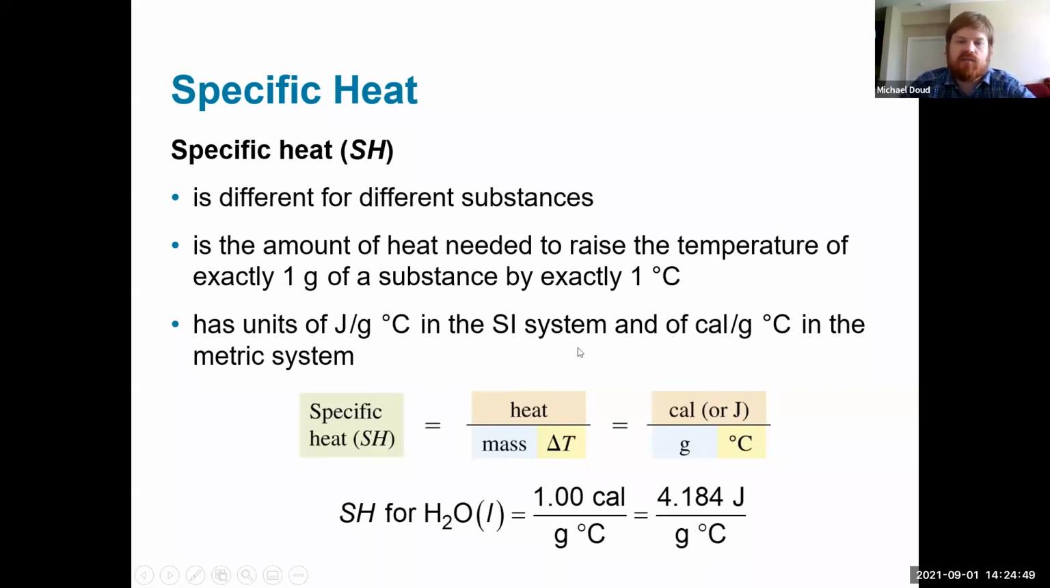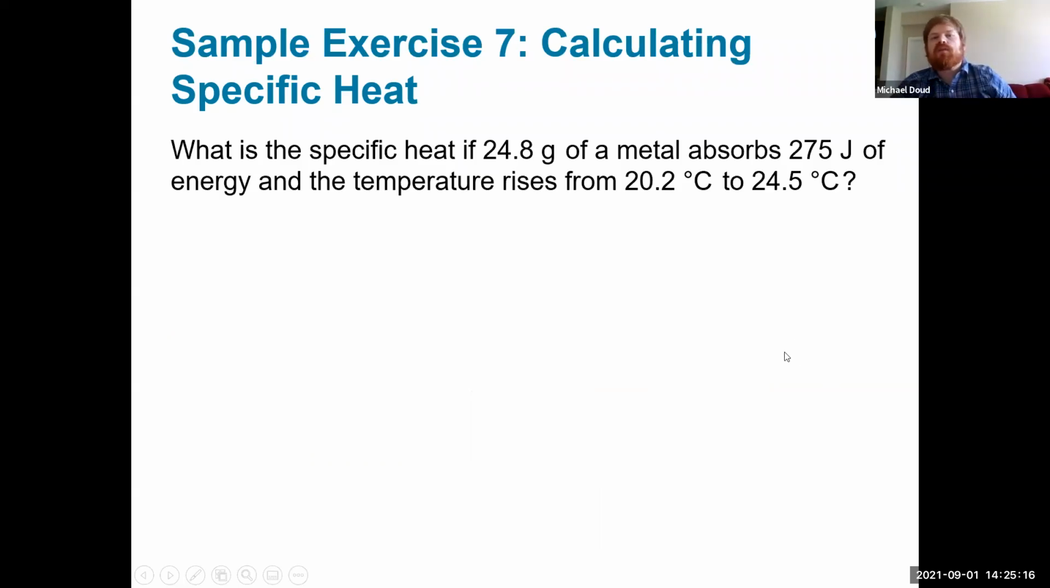For water, water is a special substance. As always, water is going to come up again and again as one of these special chemicals because it's so important to biology, and for us just to live, we need water. And the specific heat for water is 1.00 calories per gram degree Celsius, which works out to 4.184 joules per gram degree Celsius.